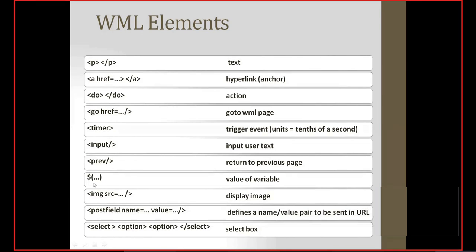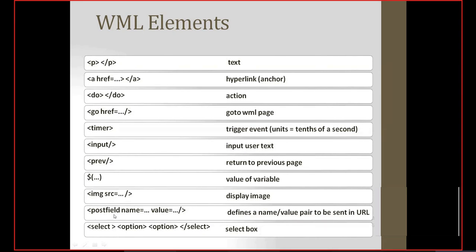Then the other one is to access any variable's value. So a dollar sign and brackets, specifying the name of the variable, is used in order to access the variable's value. Now which variable is this? This variable is the WML script variable, like we use JavaScript variables. Similarly, in order to access the value of any WML script variable, we will use this notation. Fine. Again, the image tag is the same.